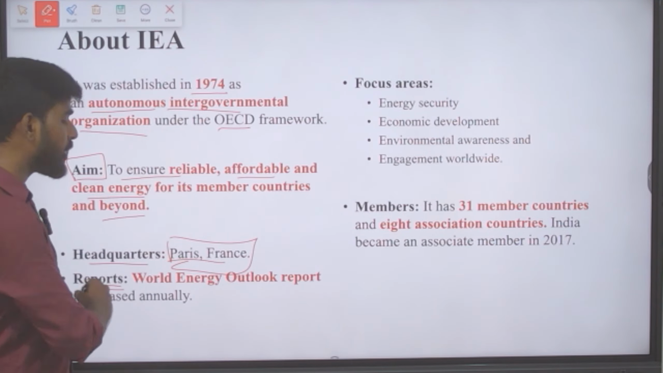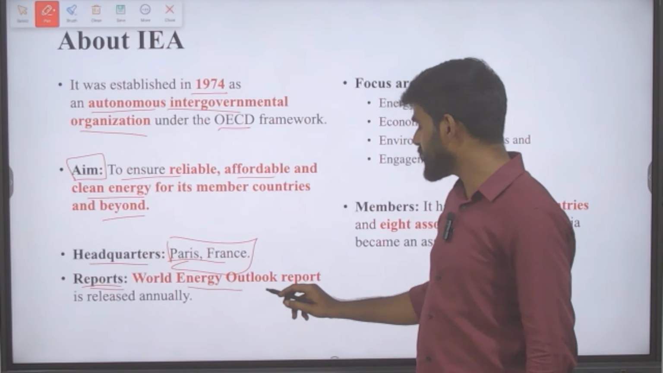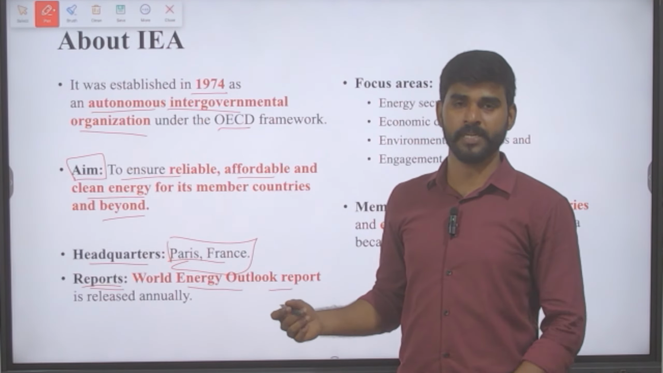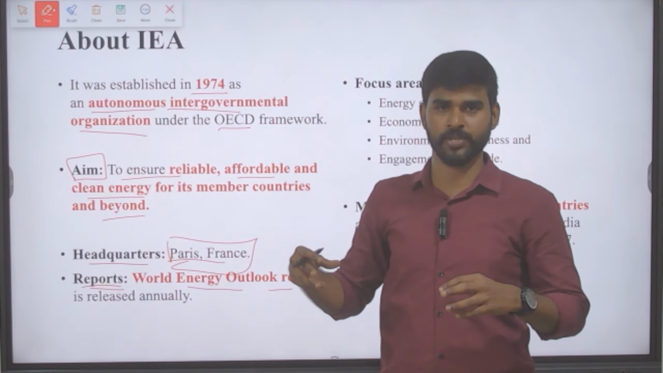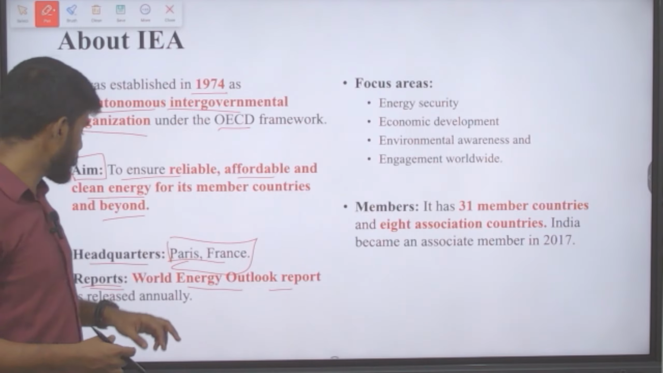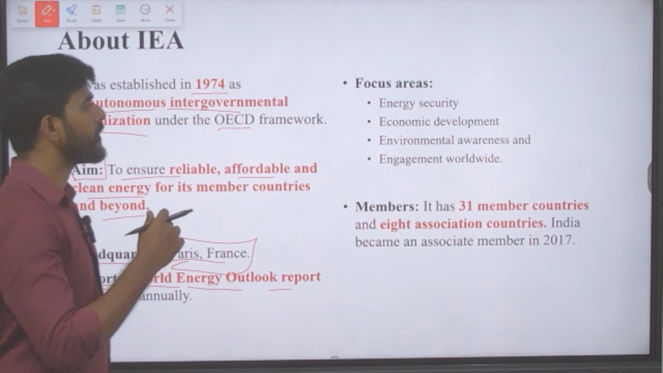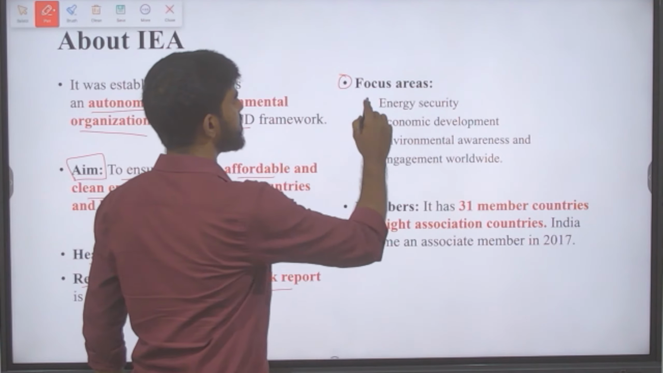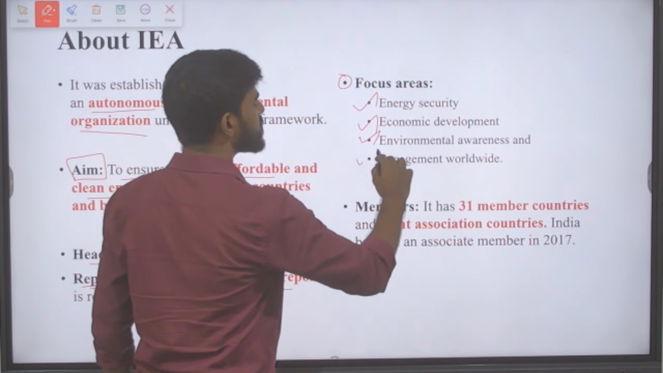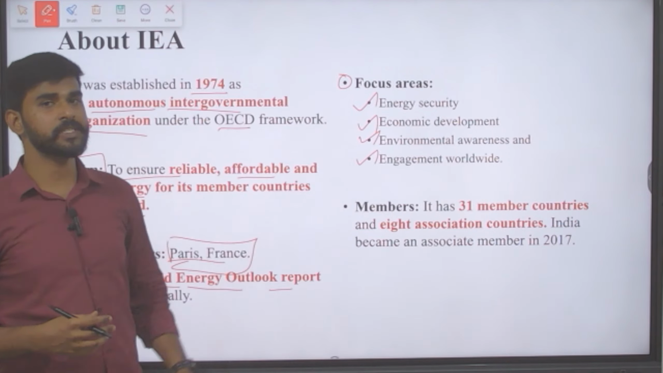And talking about the reports that is published by International Energy Agency, we have this World Energy Outlook report. Okay, such questions are repeatedly asked in UPSC prelims examination, that so and so report is published by which organization or which body, which institution. So you must be aware of these details also, that World Energy Outlook report is published by International Energy Agency. And what are all the focus area of International Energy Agency? One is energy security, another is economic development, and then comes environmental awareness and engagement worldwide. So these are all the four different focus areas of International Energy Agency.